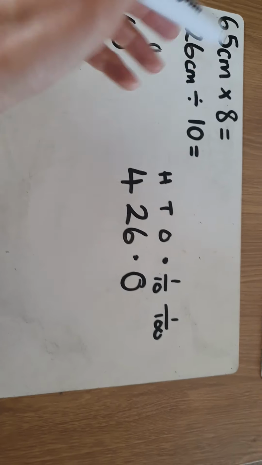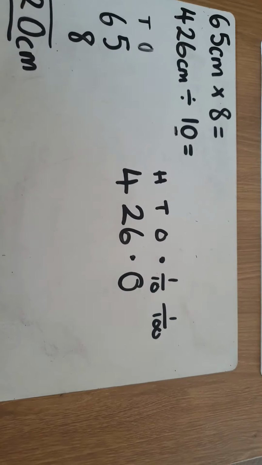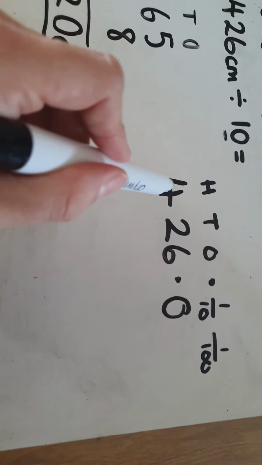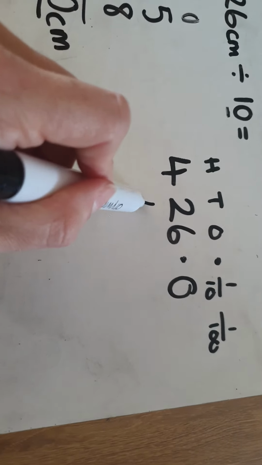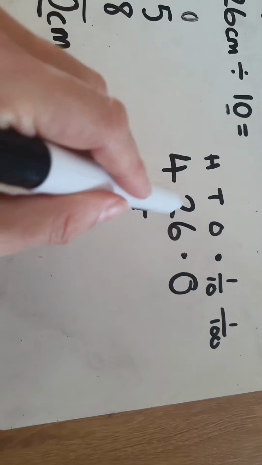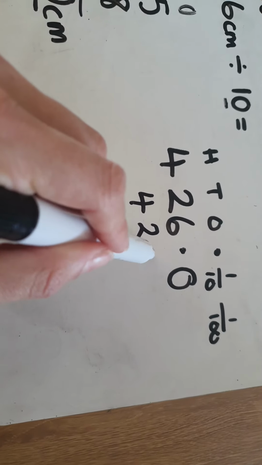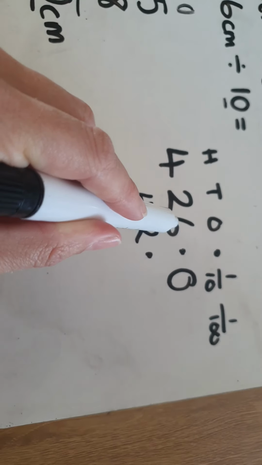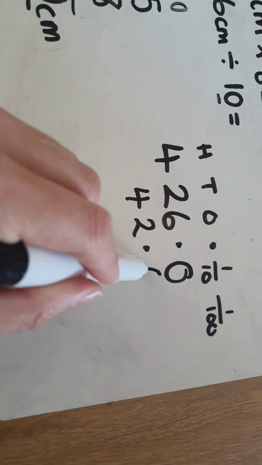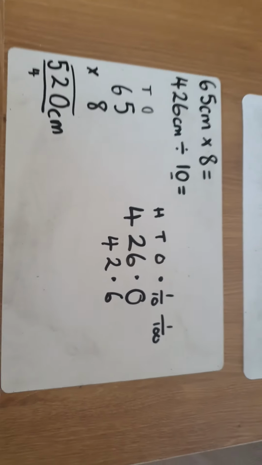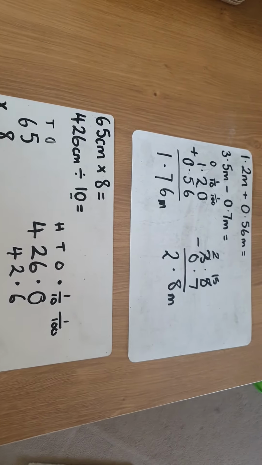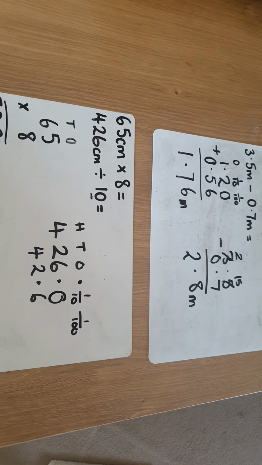It's dividing by 10. There is one placeholder, so they move one place. So your 4 is going to go from your hundreds to your tens. Your 2 is going to go from your tens to your ones. You're going to pop your decimal point in, and your 6 goes from your ones to your tenths. I hope this helps you see some of the different ways we can answer the operation questions in measure.